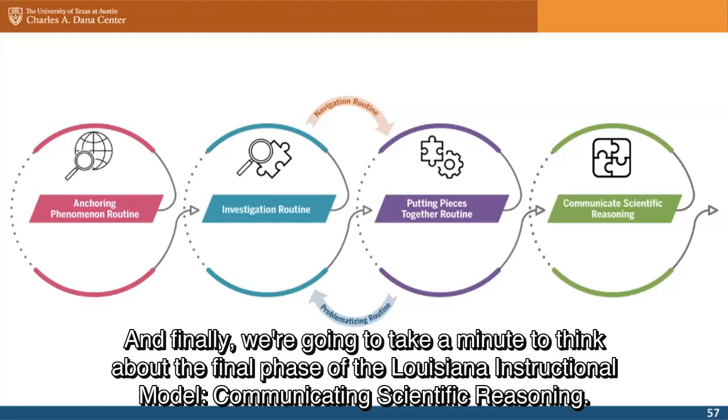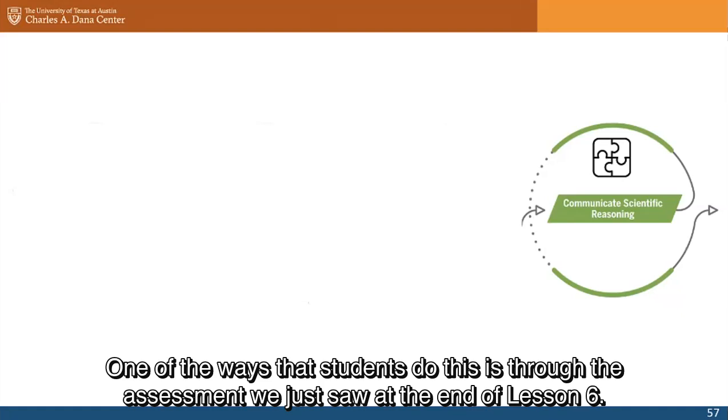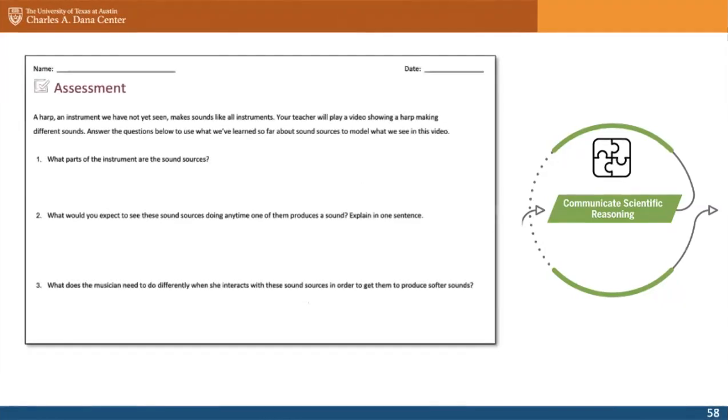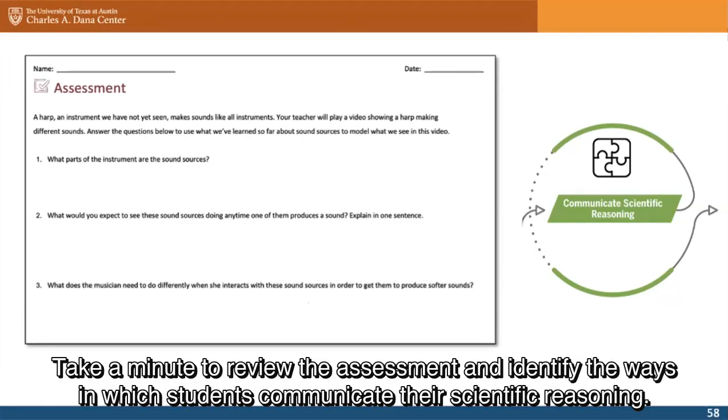And finally, we're going to take a minute to think about the final phase of the Louisiana instructional model, communicating scientific reasoning. One of the ways that students do this is through the assessment we just saw at the end of lesson 6. Take a minute to review the assessment and identify the ways in which students communicate their scientific reasoning.